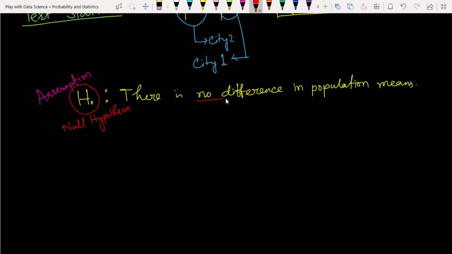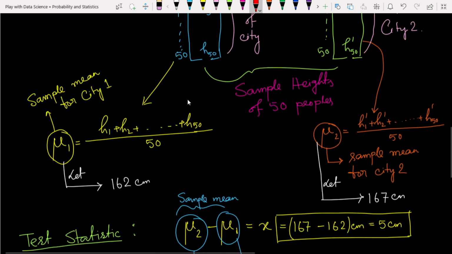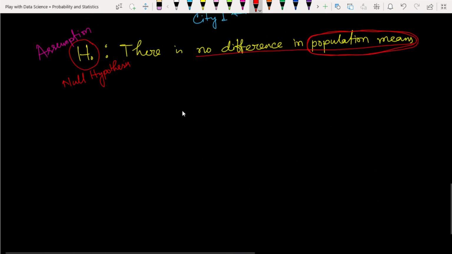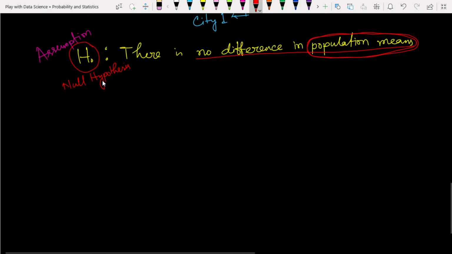There is no difference in the population. Just remember this: this is the population mean that I have taken here. Just mark this. This is the population mean. But in our experiment, we have taken the sample mean. That's the main thing, and that's the assumption that we make.